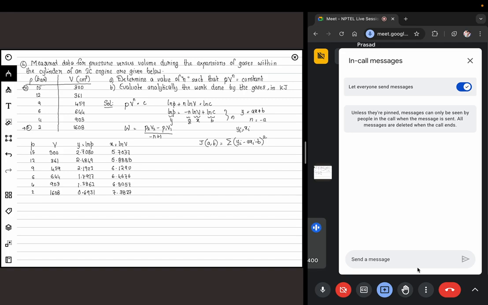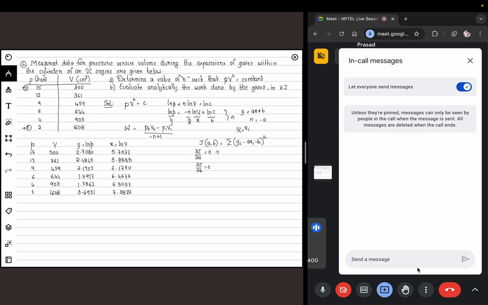Remember, y and x are not variables here. y and x are the data points that are given to me in the problem. So my variables are a and b. I need to find a and b that will minimize j. So all I have to do, as per calculus, is ensure del j del a equals 0 and del j del b equals 0.